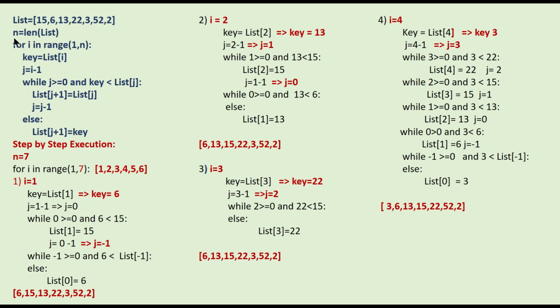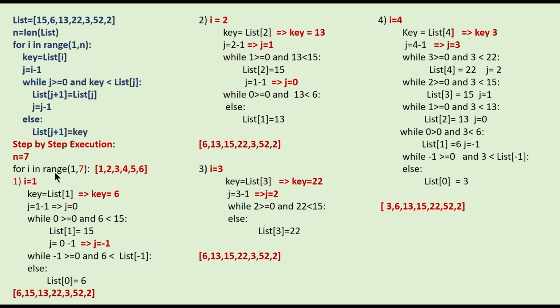The first step is n is equal to length of list. How many elements are there? It is 1, 2, 3, 4, 5, 6 and then 7. There are 7 elements, so n is equal to 7. For i in range of 1 comma 7, that is 1 comma n, so 1 comma 7. When you give 1 comma 7, what are all the values generated? It is 1, 2, 3, 4, 5, 6. So the for loop will be executed 6 times.